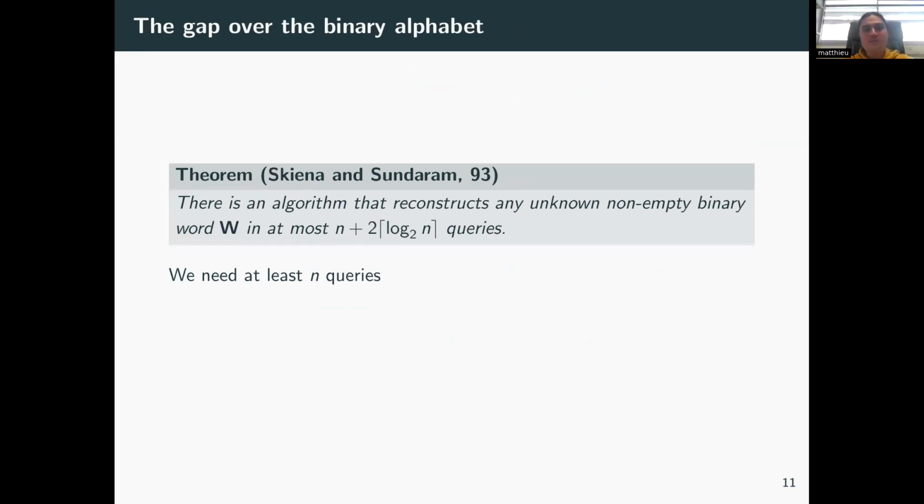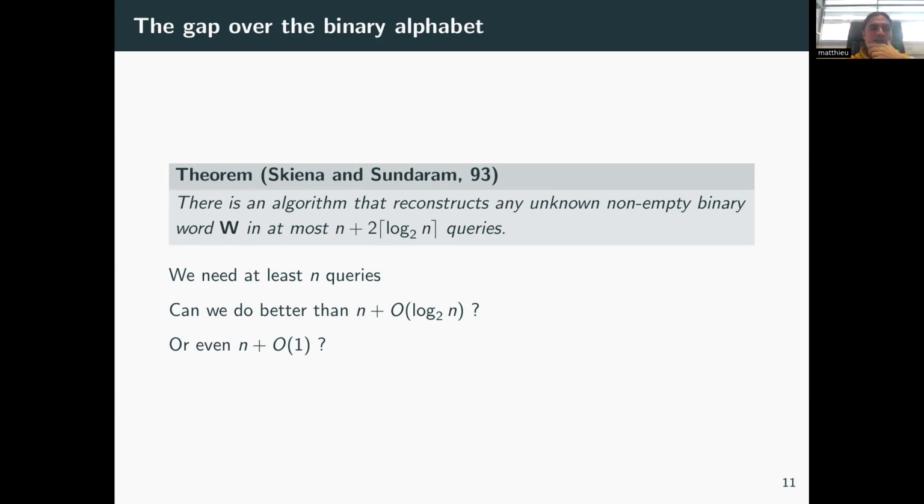Now, if we look at the upper bound, which is, as I said, given by Skinner and Sundaram, n plus 2 log n queries is enough to reconstruct the word. And on the other hand, we know that we need at least n queries. But I cannot say anything better than this. So there is still this gap of 2 log n. So can we improve this? Can we even improve it by a lot by doing something like n plus big O of 1? I don't know, even in the average case, I don't know anything to say about this.